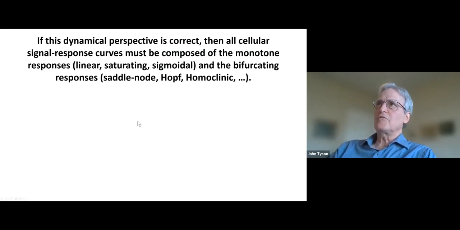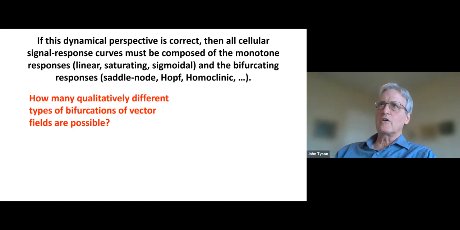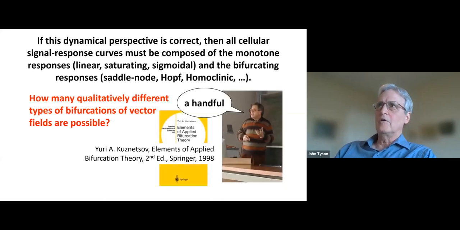So again, if this dynamical perspective is correct, then all signal response curves must be composed of the monotone responses, linear, saturating, and sigmoidal, and the bifurcating responses, so far, saddle node, Hopf bifurcations, homoclinic bifurcations. And again, the question arises, how many qualitatively different types of bifurcations of vector fields are possible? Are there hundreds of different bifurcations, in which case we would be in trouble, or are there only a few? And the answer is there's just a handful of robust bifurcations of vector fields for nonlinear dynamical systems.